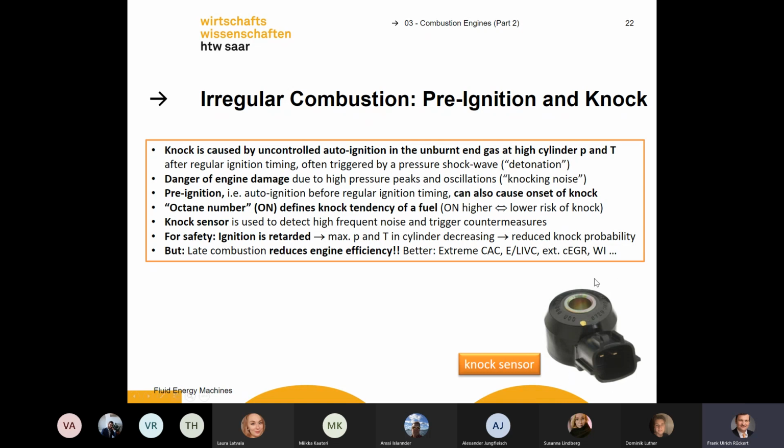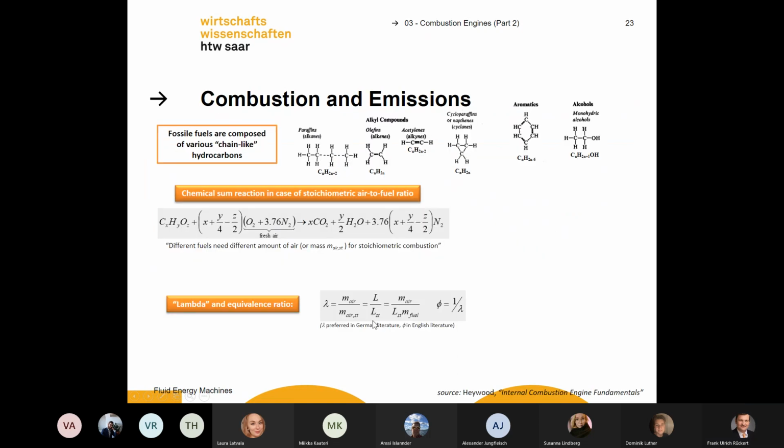Yeah, we have this knock sensor at the engine, and if the ECU measures that your knocking is not really good, then it can change the control of the engine.